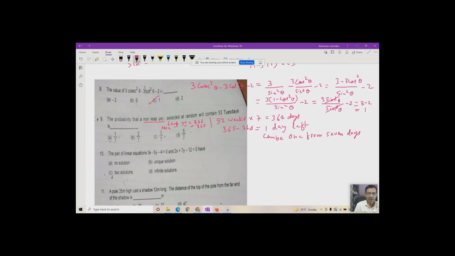So that means the total outcomes is 7. So I will write here, probability is favorable outcome divided by the total outcome, and favorable outcome is 1 because only 1 day is left, and that is out of 7. So therefore probability is 1 upon 7.